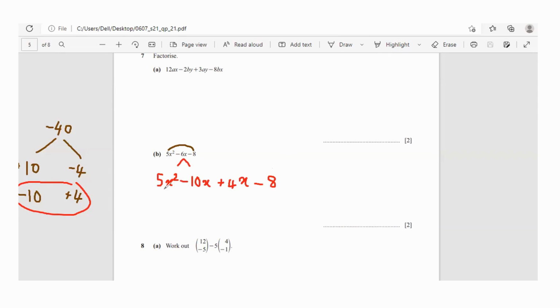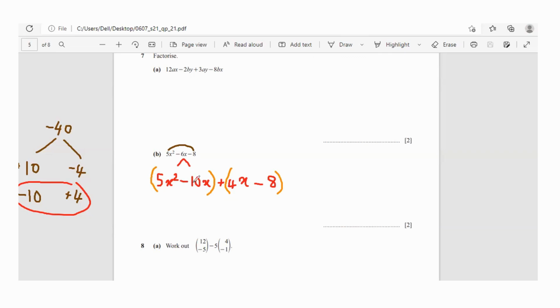Okay, since I have no answers, let me write the answer here. So I'm going to put this into brackets. Aditi, is it clear so far? You asked for an extra question here. Yes, it's clear. So now we have 5x squared minus 10x plus 4x minus 8.